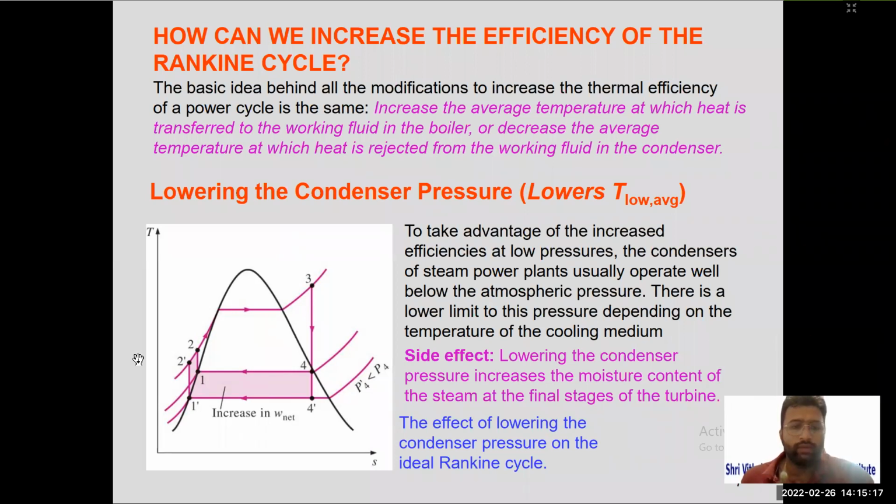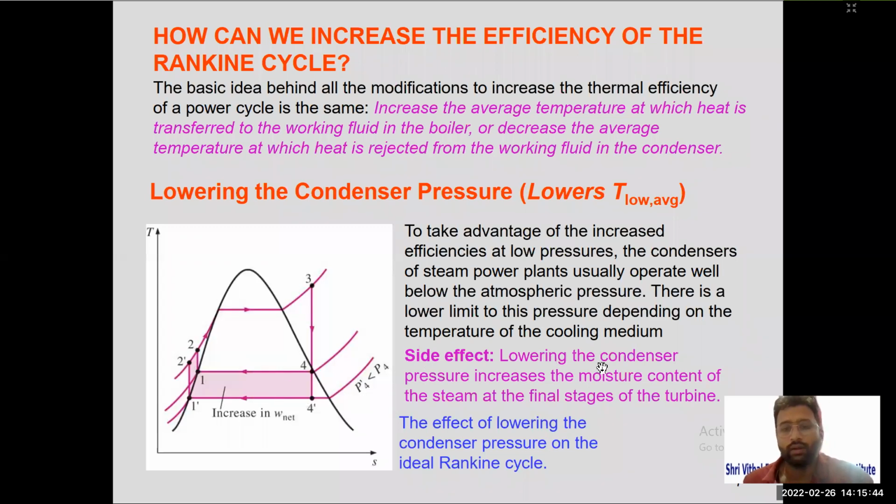So as you can see here, in this case, they have lowered the condenser pressure. So simultaneously temperature will also decrease. The new curve we have here is 1 dash to 2 dash, 2 dash to 3, 3 to 4 dash, 4 dash to 1 dash. You can see the area is shown by pink color. This is the increase in area. As the area is increased, the net work done will also increase and efficiency will also increase.